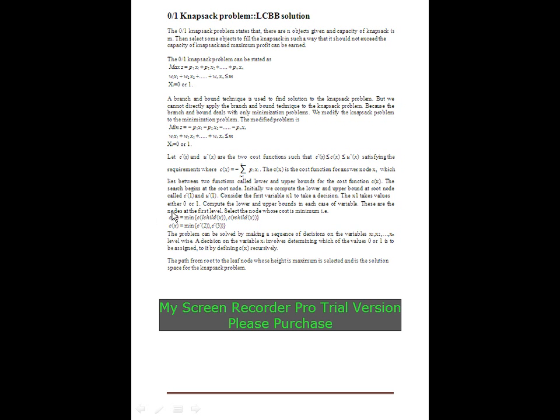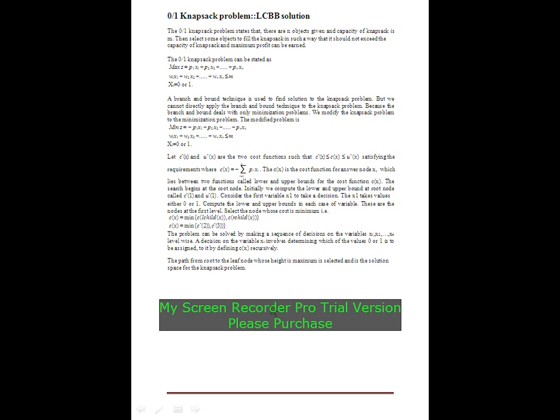Then x1 takes the value either 0 or 1, means either you can include that item in the knapsack or we can exclude that item, and continue this until we can get the optimal solution with all the items given in the set to fit in the knapsack. So compute the lower and upper bounds in each case of the variable. These are the nodes at the first level, and select the one whose cost is minimum. So c of x equal to minimum of c of left child or c of right child. In both, whichever is the minimum, we can go through it. If we get any maximum value in cost, then we can leave that. So in this manner you can continue.